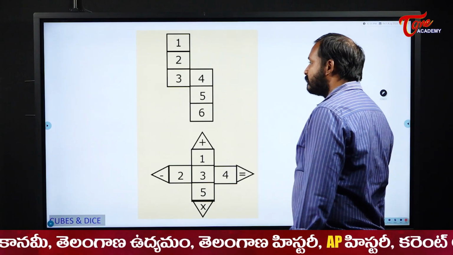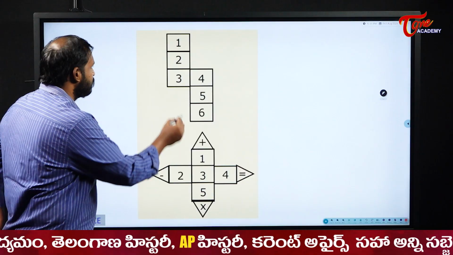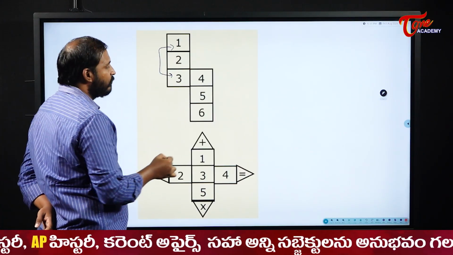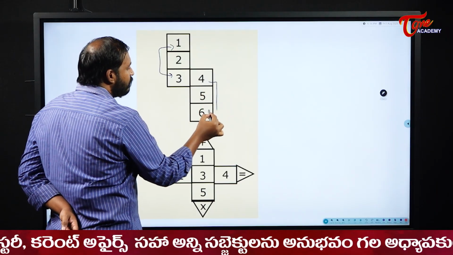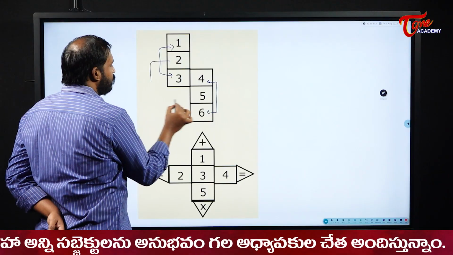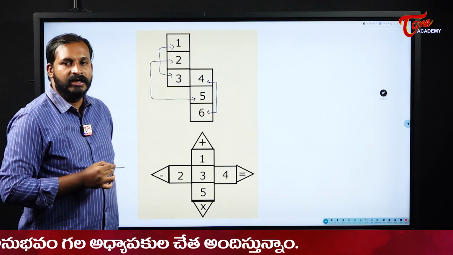Next one. Now see here. This is another one. Same logic. What is opposite to 1? Alternate to 1? 3. So these two are opposite pairs. What is alternate to 4? 6. These two are opposite pairs. And the leftover things, what? 2 and 5 are opposite to each other.